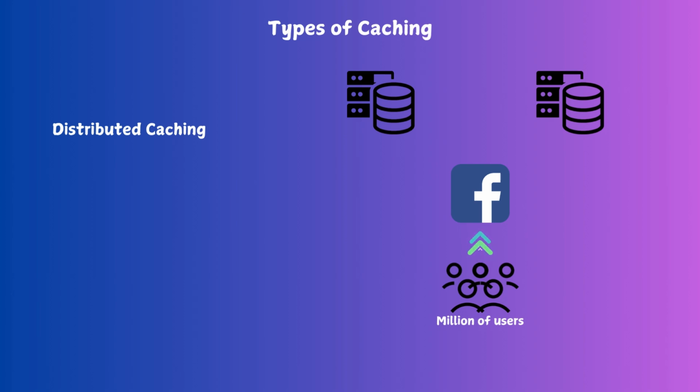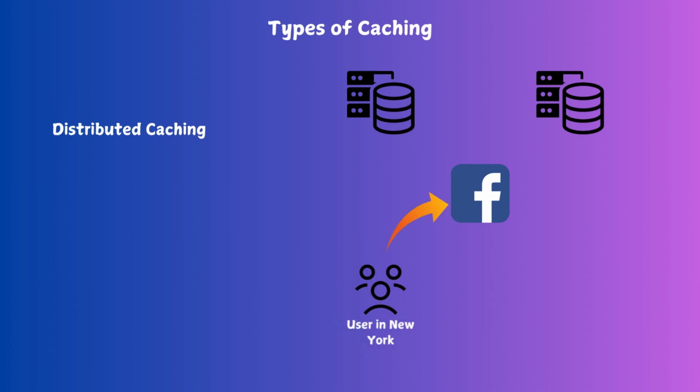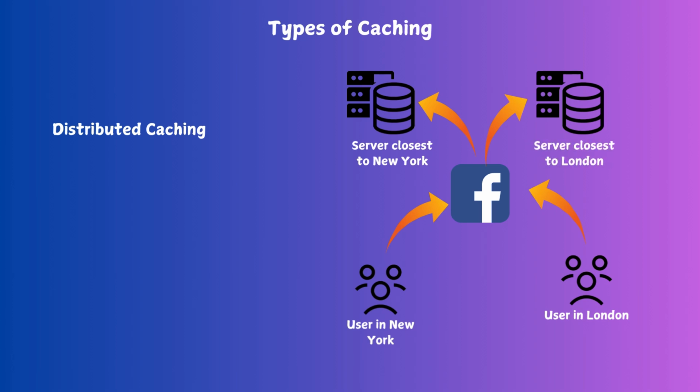For example, let's say a user in New York is accessing Facebook. Instead of their data request going all the way to a central server, it might be directed to the closest server, which stores part of the cache. Similarly, a user in London will access a different cache server closer to their location. This setup reduces latency, ensures faster response times, and prevents any one server from becoming a bottleneck.